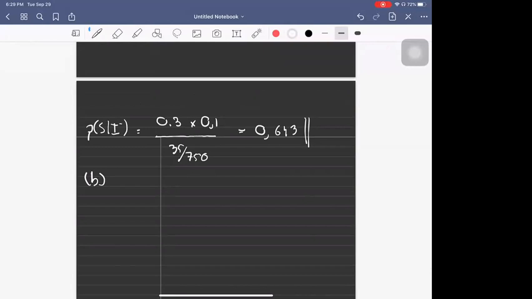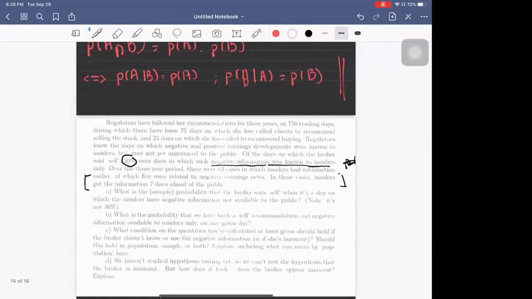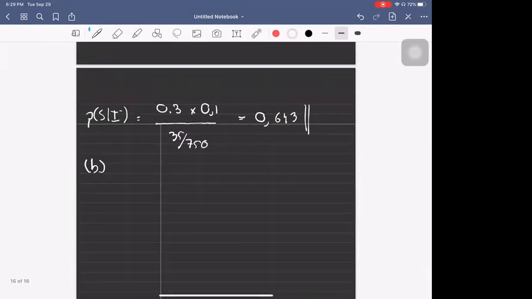We'll see. Anyways, for question B, we're asked, what is the probability that we both, and that's important, that we both have a sell recommendation and negative information to insiders only? When we're talking about both, we're dealing with intersections. For those who don't remember, the probability that A intersect B is the probability that A and B happen at the same time. So here we want to look at the probability that the broker says sell, and at the same time insiders knew about the negative information. And this is fairly easy. We just answered this right above, for those who can see. It's actually right there.